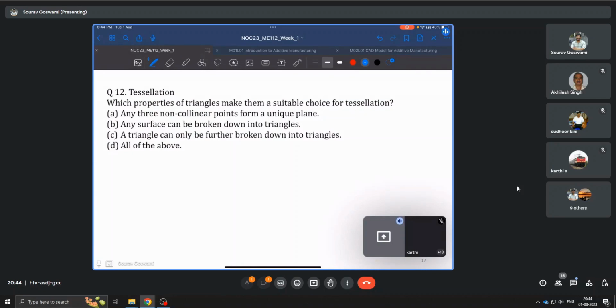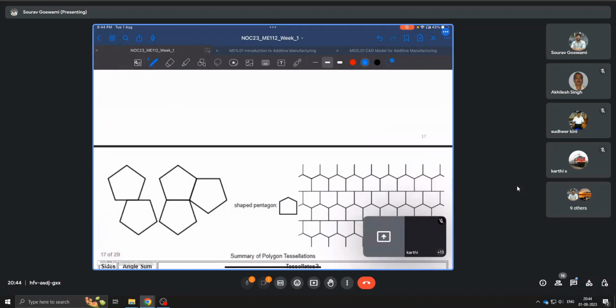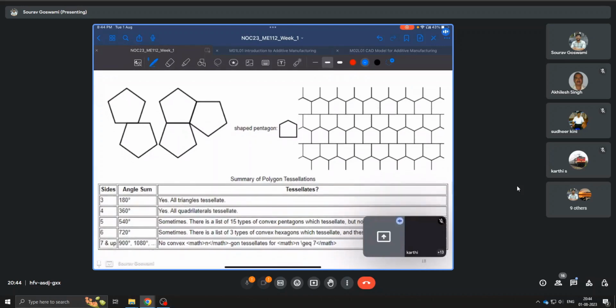The next question is which peculiar properties of triangles make them a suitable choice for tessellation? We discussed them, so all of the above, clearly. And here I put an example where they're tiling a surface with greater polygons. So here you have an example of pentagons. However, if you start tiling with regular pentagons, what you'll observe is a gap here. But if you go with shaped pentagons, you can actually tile a surface, like in the example to the right.